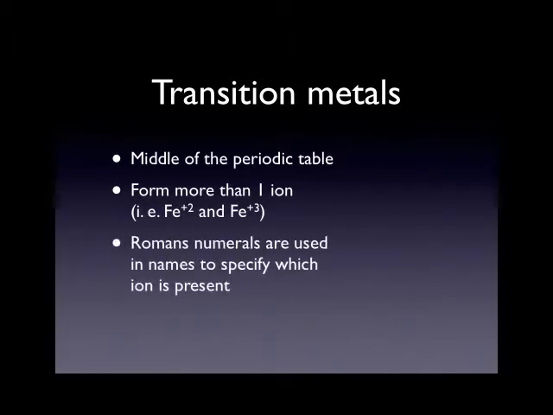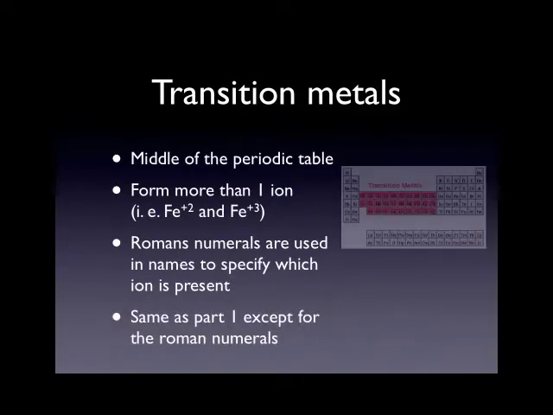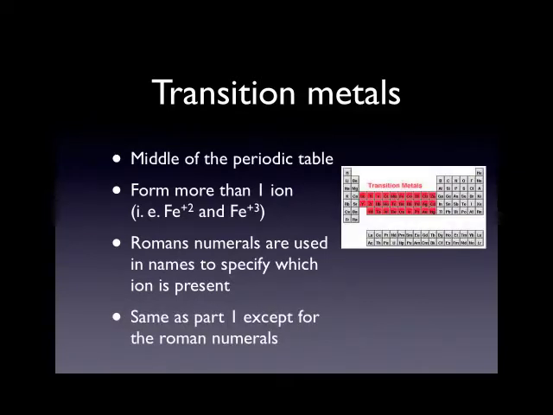To distinguish between the two different types, we have to use Roman numerals to say what the charge of the transition metal is. So we could have iron oxide, and it could mean 2 different things. So same as we did before, except with Roman numerals, because those are the transition metals.